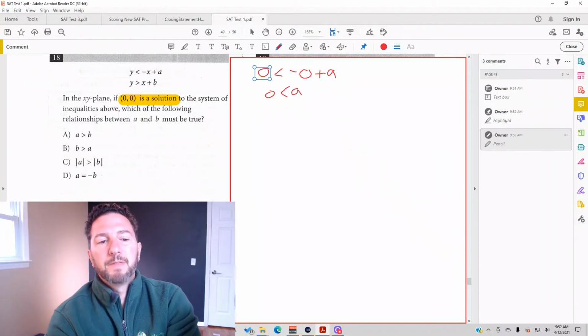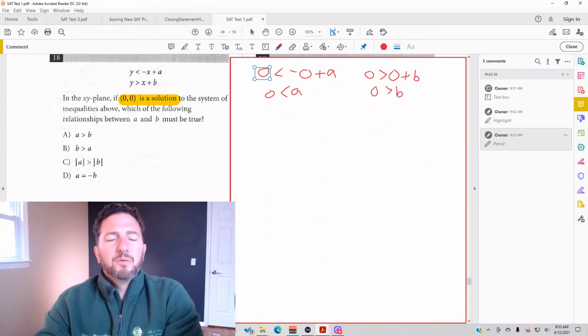Boom. Second equation. We've got y is greater than x plus b. In place of y, you put 0. Your greater than sign. In place of x, you put 0 plus b. Once again, because (0, 0) is your coordinate. You get that 0 is greater than b.